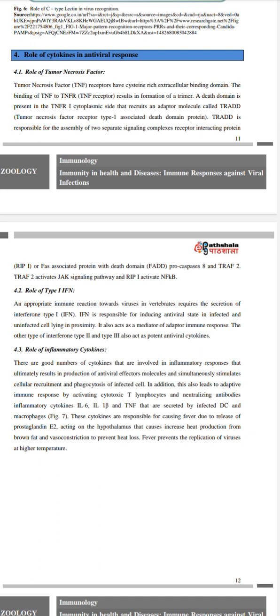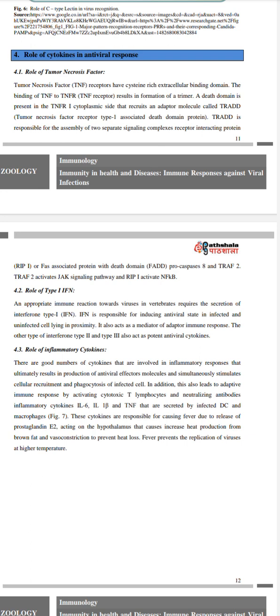Role of type 1 IFN. An appropriate immune reaction towards virus in vertebrates requires the secretion of interferon type 1. IFN is responsible for inducing an antiviral state in infected and uninfected cells in proximity. It also acts as a mediator of adaptive immune response. The other types of interferon, type 2 and type 3, also act as potent antiviral cytokines.